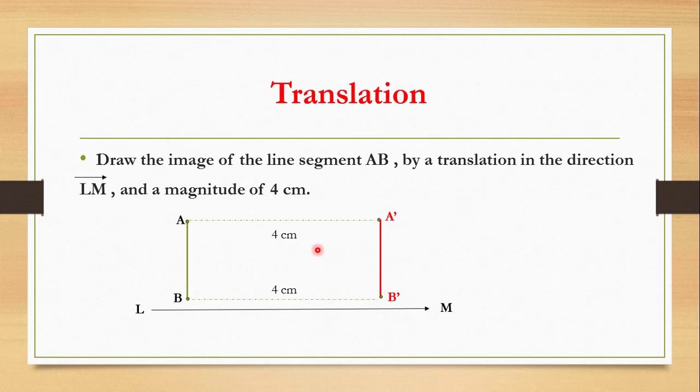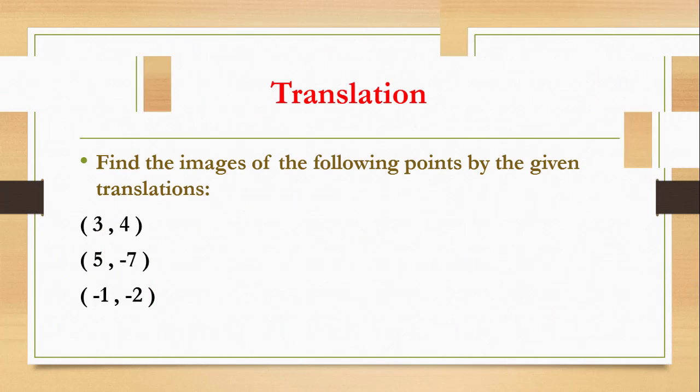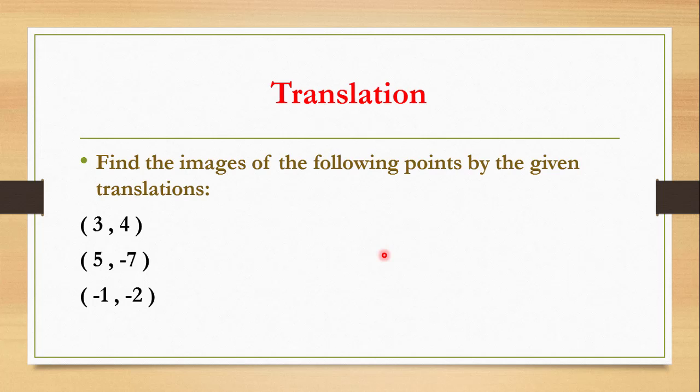We will notice that AB is congruent to A dash B dash. The two line segments have the same length and they are parallel. So AB is parallel to A dash B dash, and also AB is equal to A dash B dash. In the coordinate plane, the direction will be determined by x and y.